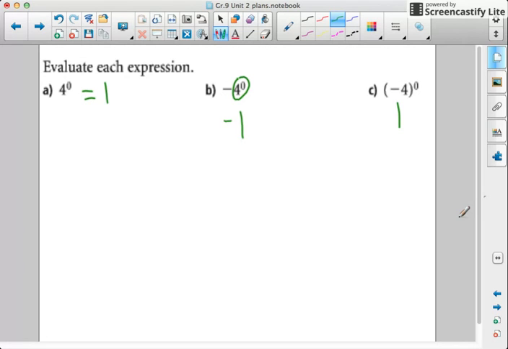Okay, this will work for any more difficult equations with variables or numbers. If you had something like this, and it is all to the exponent 0, it doesn't matter what's inside of those brackets, that 0 is applied to everything inside, and that would equal 1.